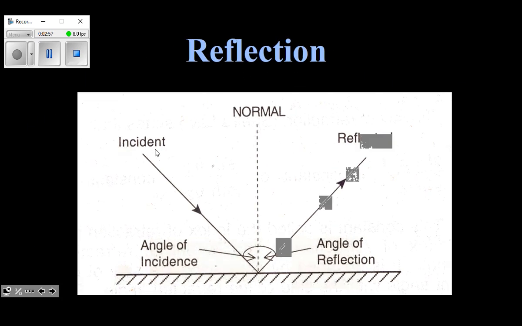So a couple of really important standards and definitions. First of all, the normal. When we have the surface down here, the normal is an imaginary line that comes off that surface at 90 degrees. And it's from that normal that we measure the incoming angle, which we're going to call the angle of incidence, and the outgoing angle, which we're going to call the angle of reflection when it is reflection.